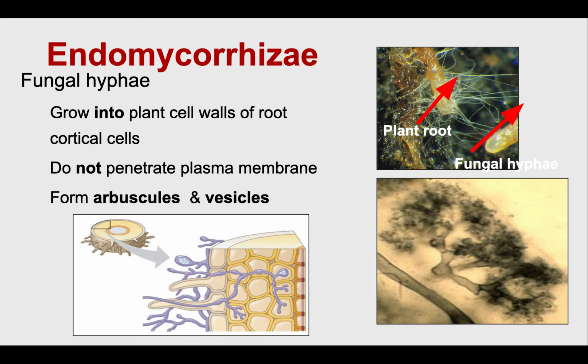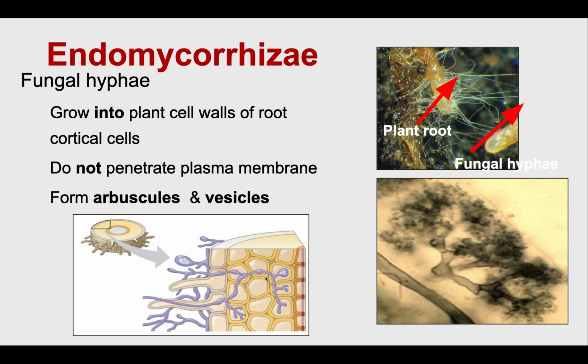All right, versus these endomycorrhizae, they grow into the plant cell walls. So if we're looking at our cartoon image here, they can grow inside of the plant cell walls. Now, they typically are not going to penetrate the plasma membrane, but this picture is very deceiving in that it looks like that is exactly what is happening. But they're basically going to stick to inside of these cell walls. They're not going to penetrate that plasma membrane.